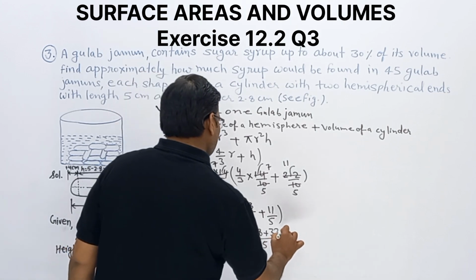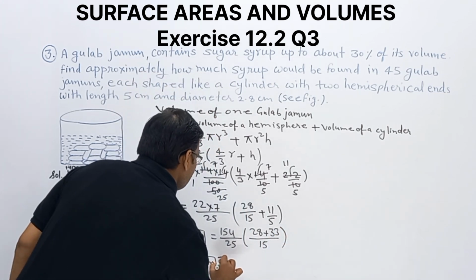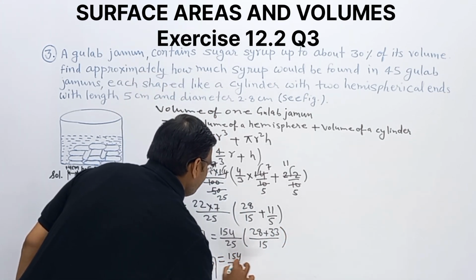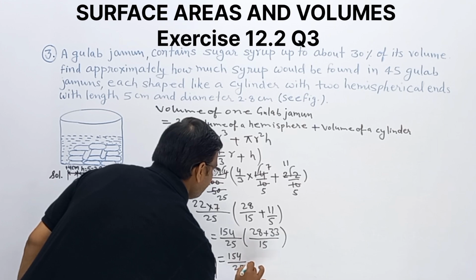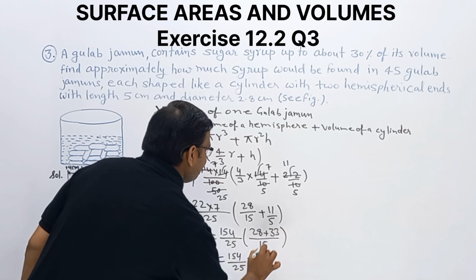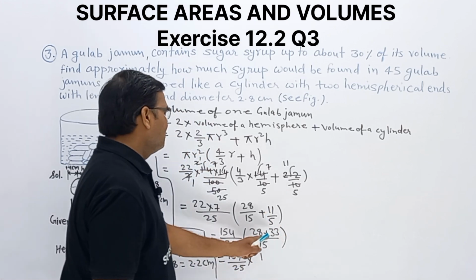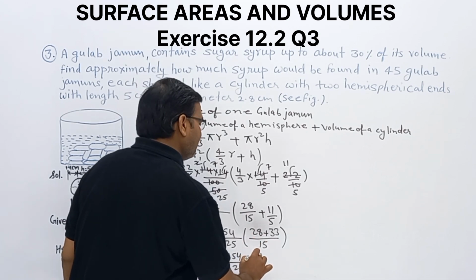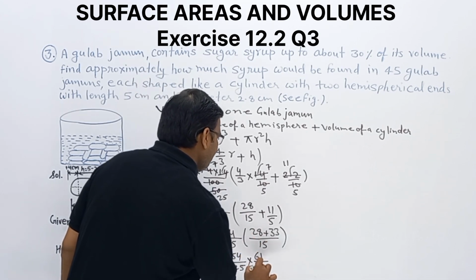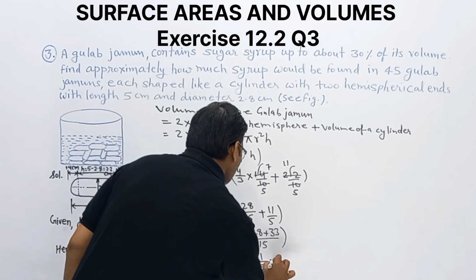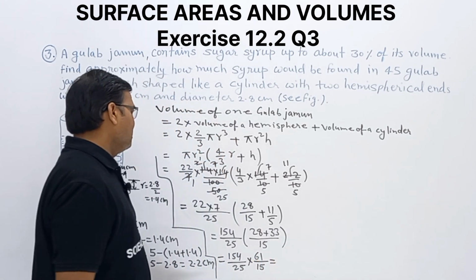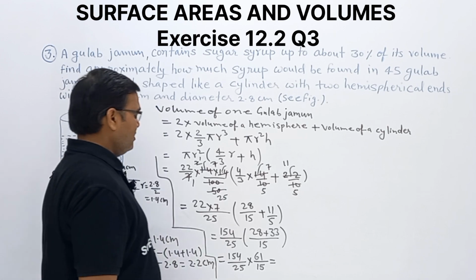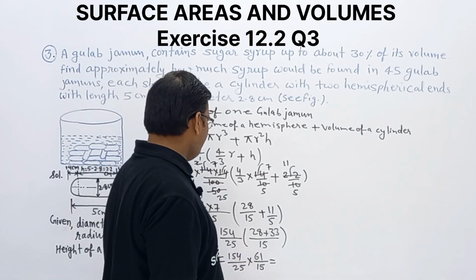Clear? So observe, 154 divided by 25 into 8 plus 3 is 11, 1 is remaining. 3 plus 1 is 4, 4 plus 2 is 6, 61 divided by 15. Clear? Now multiply both, multiply numerators and denominators. 154 into 61.